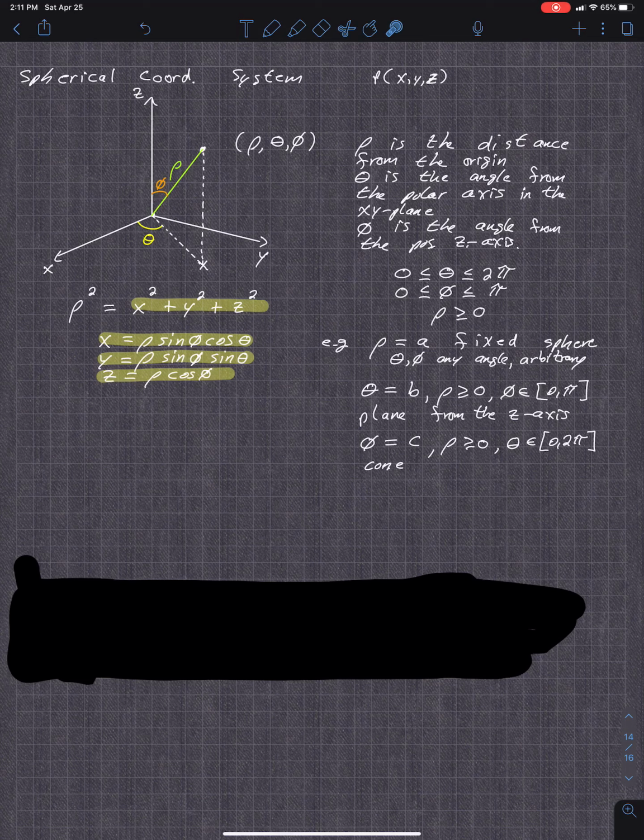And then the next case we would like to describe is if phi is fixed. So phi comes down and stops, right, like that. And then rho can be anything, and theta can be anything. So then what you get is a cone. So spend a little time thinking through that, pausing it, looking at the book and stuff, and then picking some values. The first few homework questions are about fixed values for rho, theta, phi.